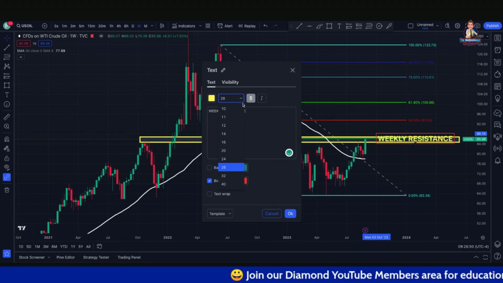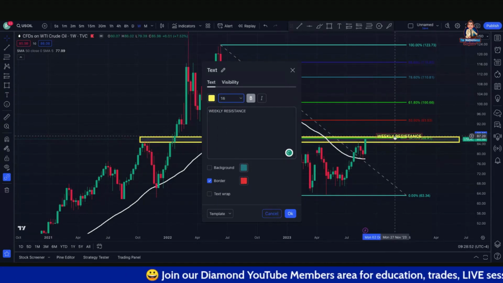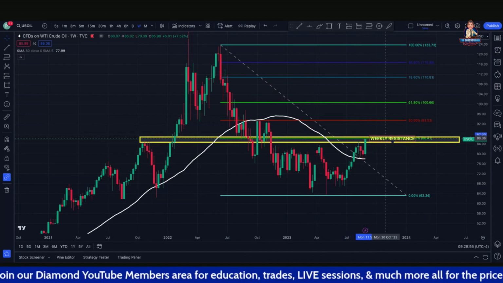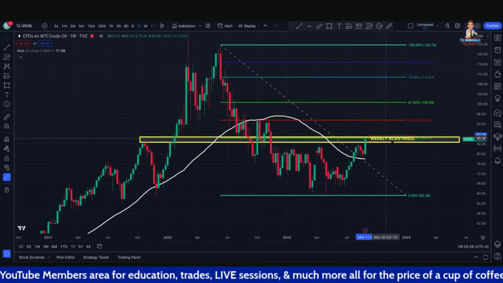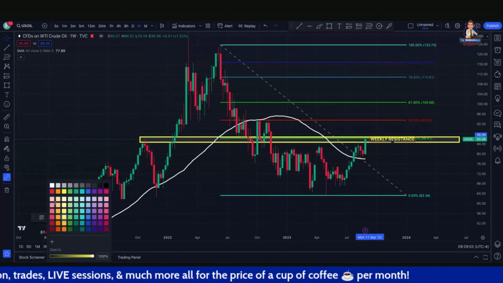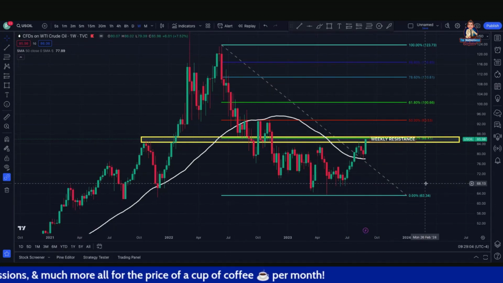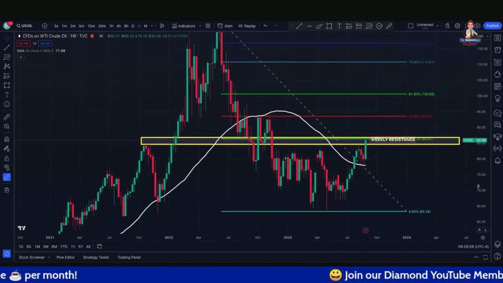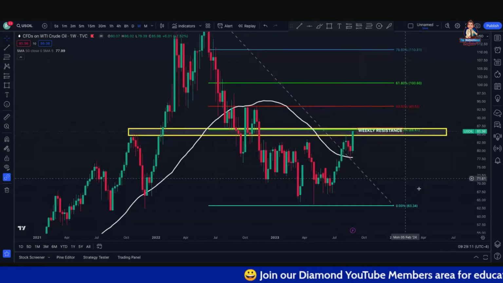I'm going to make this smaller because I want to be able to use all these different areas. But I'm going to leave this here as weekly resistance because eventually I'm going to remove the Fibonacci so that way you can see it clearly. And I'm going to make this in white. So we clearly are at a very strong point when it comes to our weekly resistance right in here.